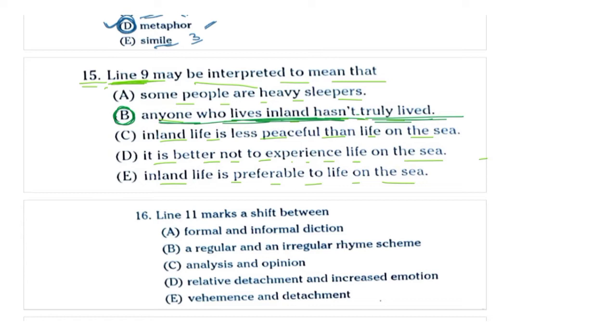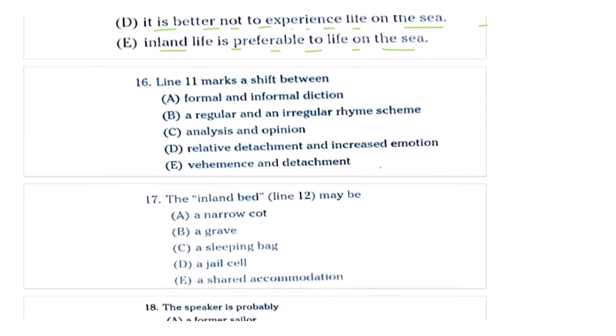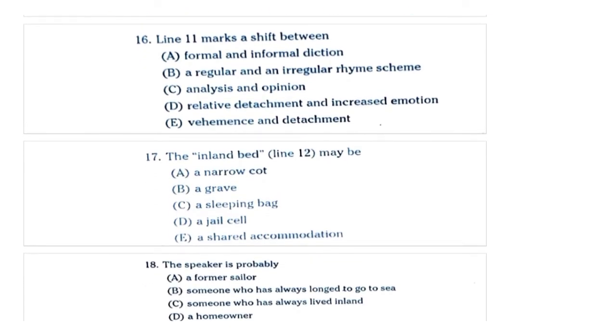Now let's talk about question number 16. Question number 16 says line 11 marks a shift between. Let's get back to line 11, but let us read the options. First, formal and informal diction. Second, a regular and an irregular rhyme scheme. Third is analysis and opinion. Fourth is relative detachment and increased emotion. Fifth is vehemence and detachment. Okay, let's get back to line number 11.